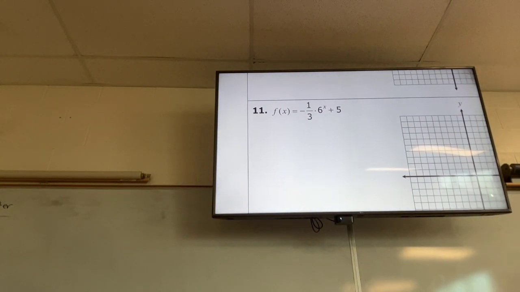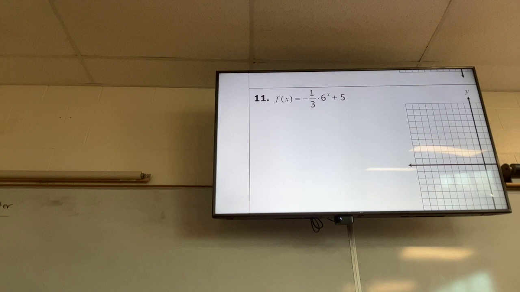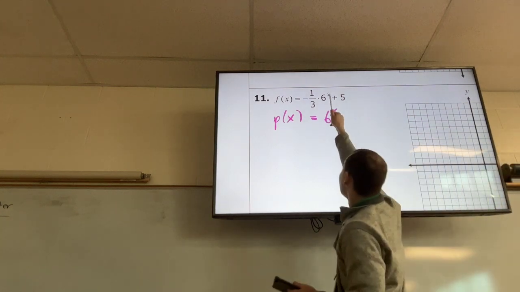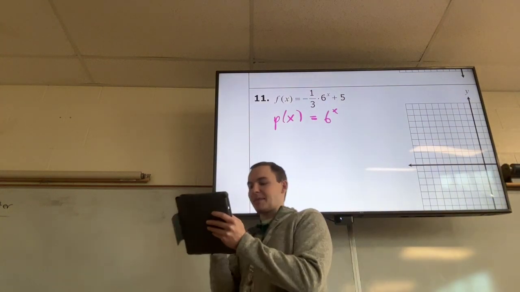All right. Okay, so first step here, right? What's our first step? Find the parent function. Okay, what's my parent function? 6 to the x, right? It's just x and the number that's right next to it. So 6 to the x is my parent function.